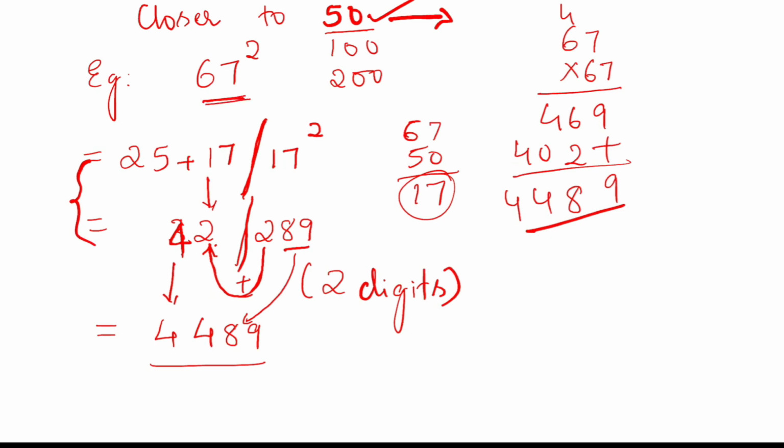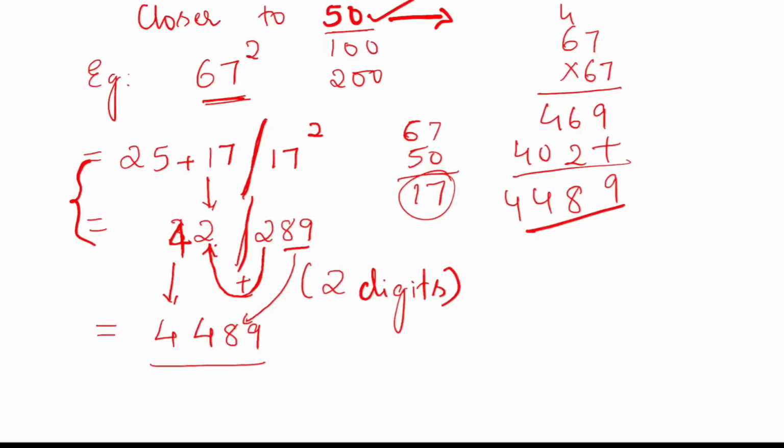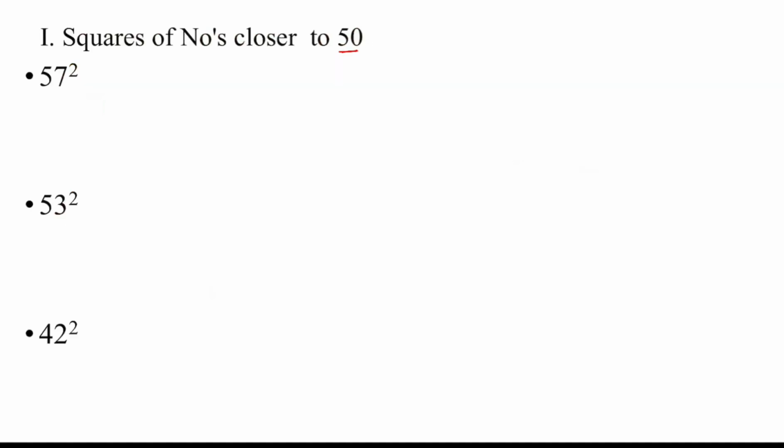Let us take up the first problem: 57 square, squares of numbers closer to 50. I have divided the squares into different types: closer to 50 is one type, then closer to 100, closer to 200, closer to 300 and so on till 1000. Each type we will see one by one. The first one is squares of numbers closer to 50.